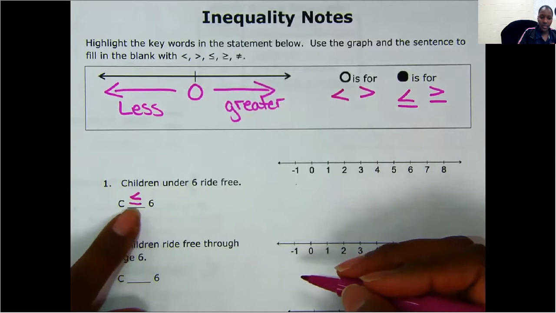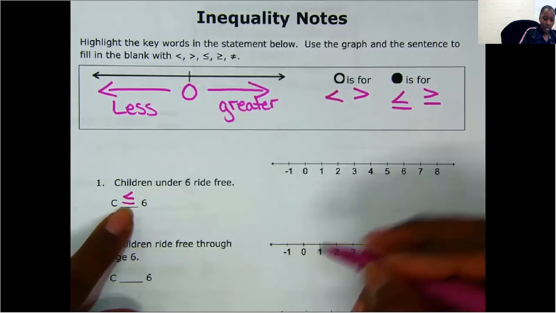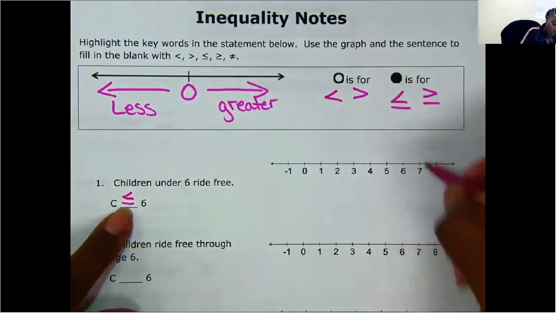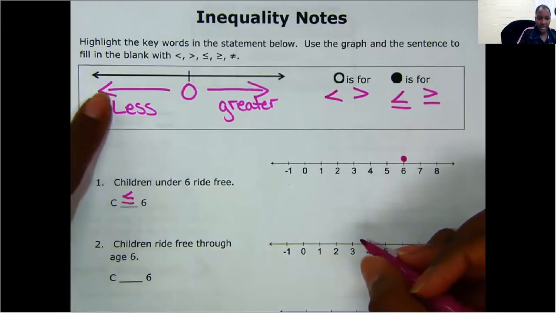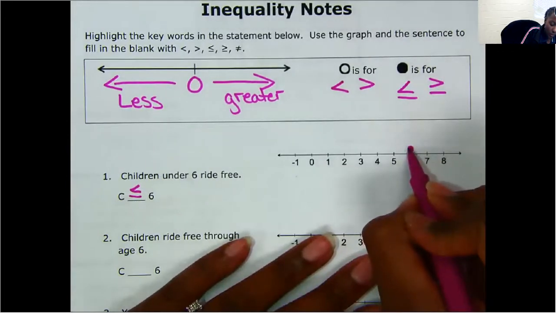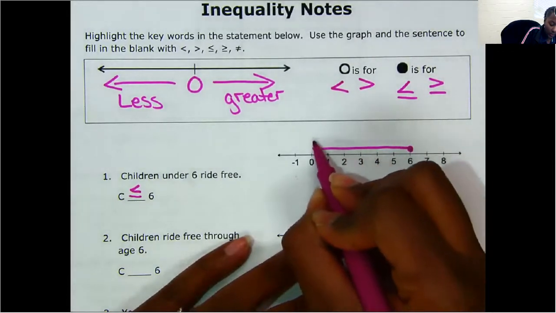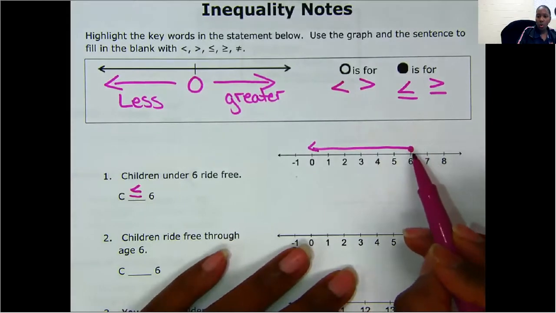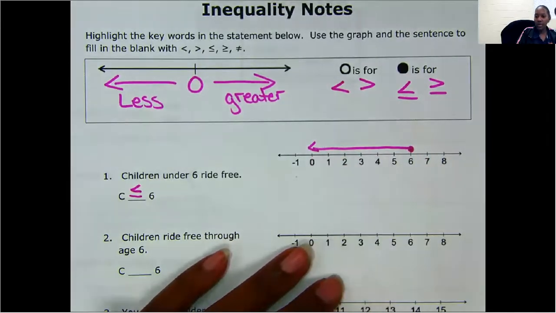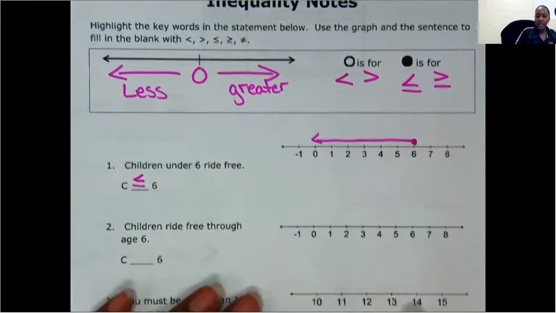Since I used this inequality symbol, I'm going to use a closed circle above the 6. And we already said that it's less than, so it means our arrow is going to go to the left, indicating that the age of the child can be 6 or less than to ride the ride. Okay, let's look at another one.